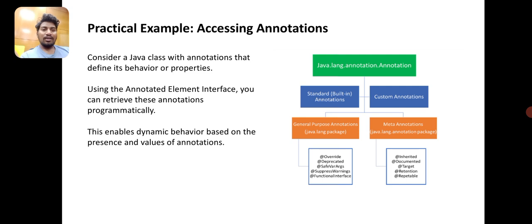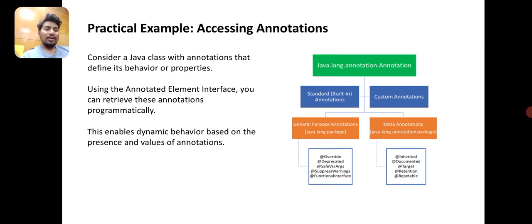Then, a practical example of accessing annotations. Consider a Java class with annotations that define its behavior or properties. Using the AnnotatedElement interface, you can retrieve these annotations programmatically. This enables dynamic behavior based on the presence and values of annotations.